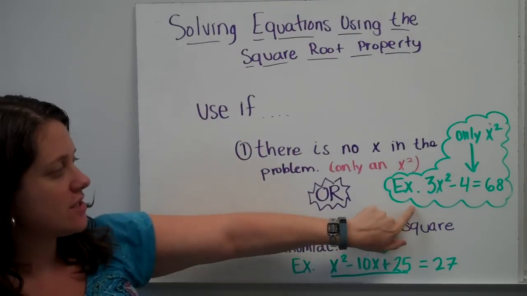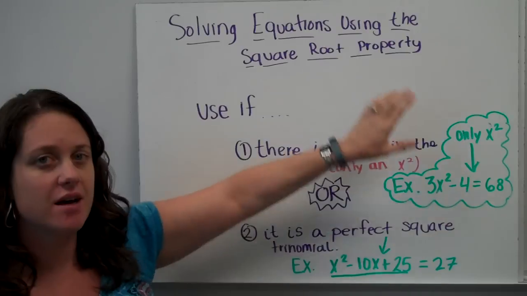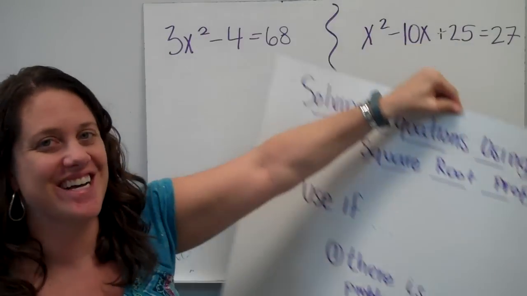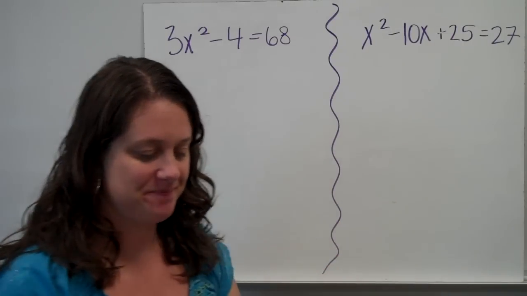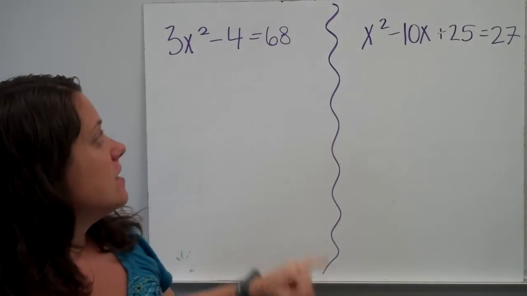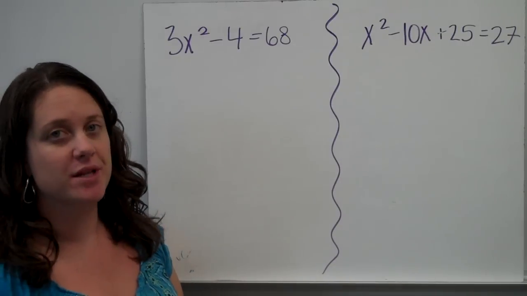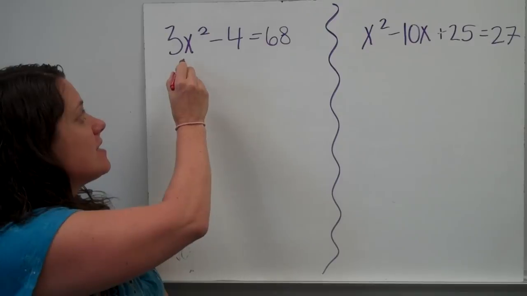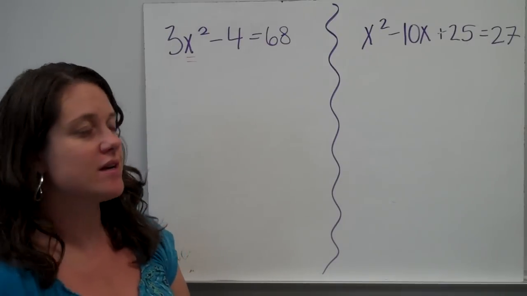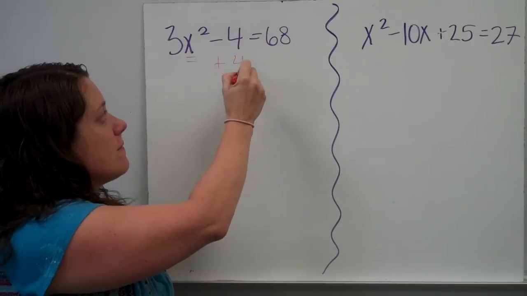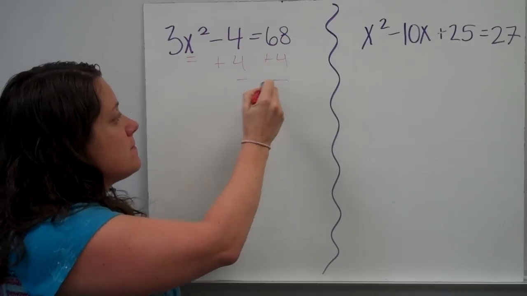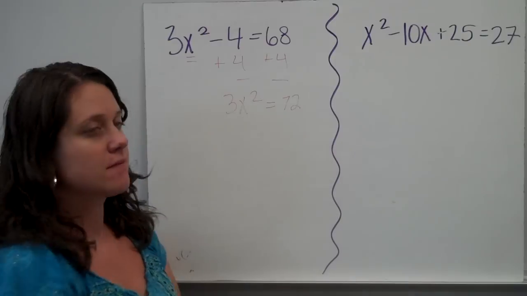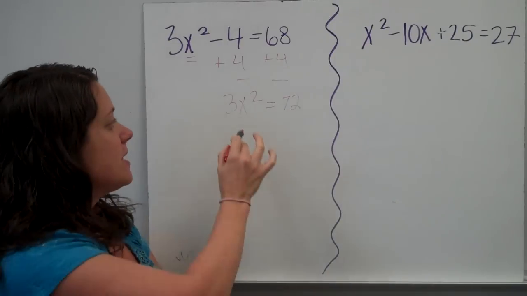Alright, so we're going to actually solve these two problems so you can see how it would work in both instances. Okay, so here's what we're going to do. For this one right here, I want to isolate x. So just like anytime you solve an equation, I'm going to isolate my x squared here. So add 4. Then I know I would divide by 3.